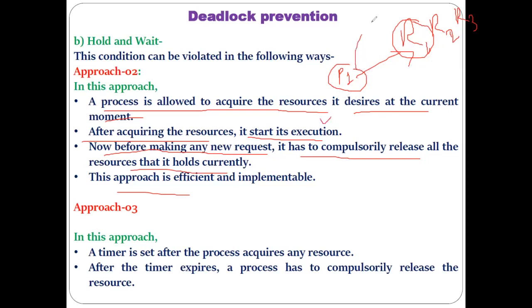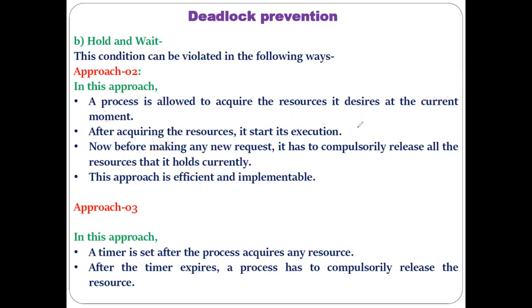But when it requires R2, it should release R1 first, then it will be allowed to access R2. When it has finished its work with R2, then it should be allowed to request R3, and the request will be granted only when it releases R2. Understood? So that is the most practical solution. Whatever resource P1 requires currently, only that resource is given to P1. Once P1 finishes its execution with that resource, it should release that resource first, and then P1 is granted the next resource. So that is the good approach.